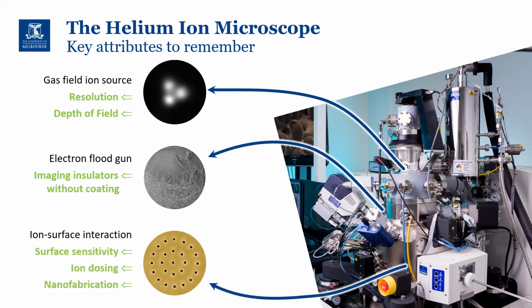And due to the ion surface interaction, we get good surface sensitivity, and we can do things like ion dosing and nanofabrication. So these are the attributes that we leverage all the time with our helium ion microscope. And this is really what I want you to take away from this webinar. This is what I view the helium ion microscope to be all about. And we're going to break this down as we go through this hour and go through where each of these attributes come from, and then go through some examples and some case studies of how our researchers are applying these different attributes to their research.